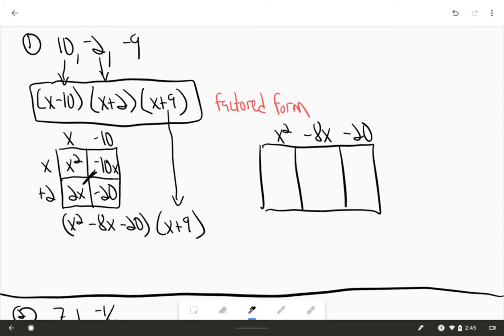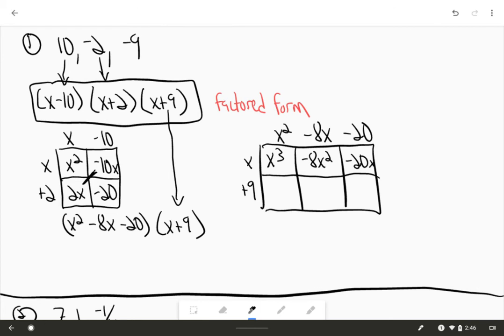All right. And then on the side here, I'll do x plus 9. And we'll do the same thing. So x times x squared. Okay, remember we add the exponents, so that's going to be x cubed. X times negative 8x is going to be negative 8x squared. Okay, x times negative 20 is going to be negative 20x.